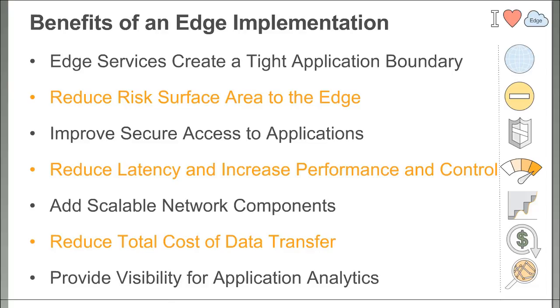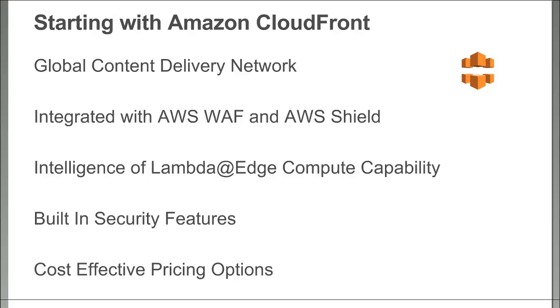And finally, there are a lot of visibility components that are available from all the different edge services, be it Route 53, CloudFront with access logs, WAF logs, or Shield, CloudWatch metrics. You can start to see how applications are performing and do very robust application analytics to help change the way users interface with the application. So you get a really good, robust set of benefits that all align directly with our application best practices within AWS. So let's start with Amazon CloudFront.